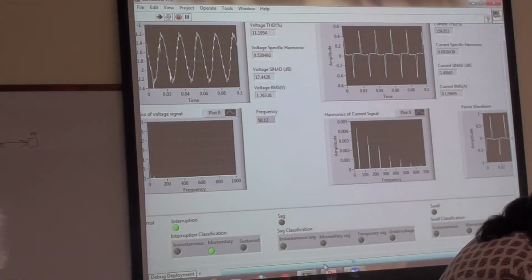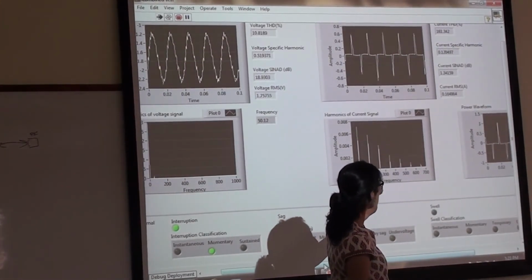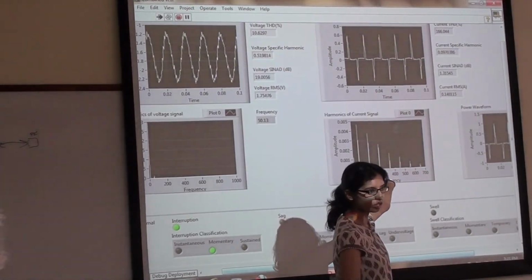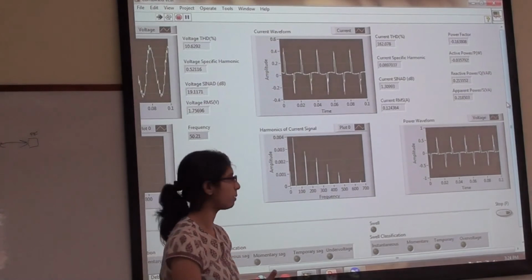So here we see the harmonics that have come in at the fundamental frequency, the third harmonic, and other odd harmonics. I have verified these values against those of the Fluke and Yokogawa, and they've come up to be fine.